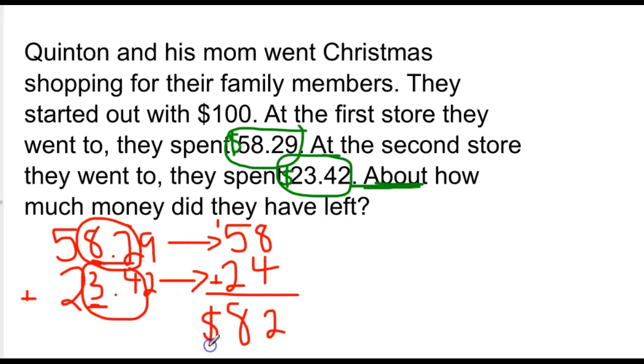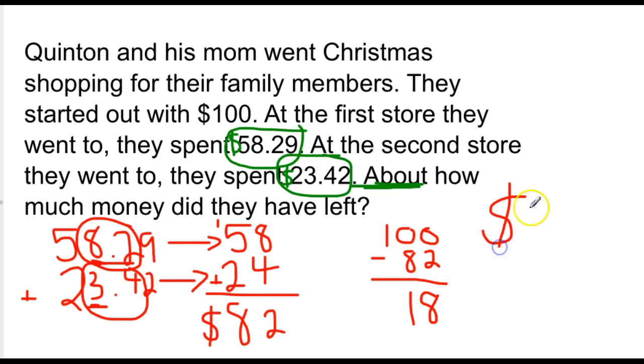Now, what's the next part of my problem? About how much money did they have left? I know they spent $82, and I know they started out with $100, so I'm going to have to subtract $82 from $100. Because there are no decimals, we don't have to round anymore, since we have the nearest whole number. And I know that 100 minus 82 is 18. So when it's asking me about how much money they have left, my answer is $18.